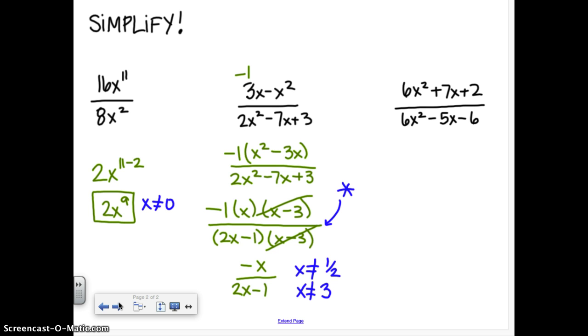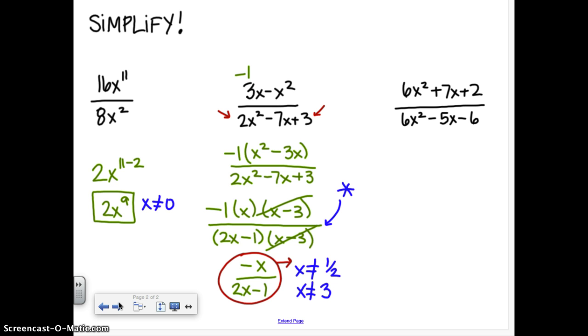If I put 1/2 in here, it's going to be 0. If I put 3 in here, it's going to be 0. Okay? Yes, it simplifies to this, but we need to remember what makes it undefined. Okay, let's do that last one real quick.